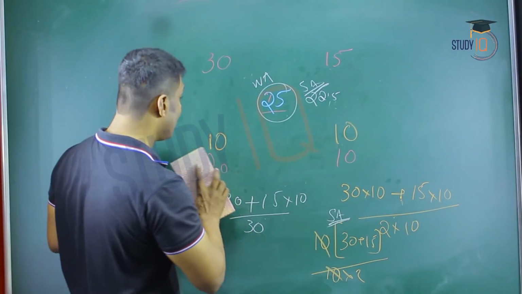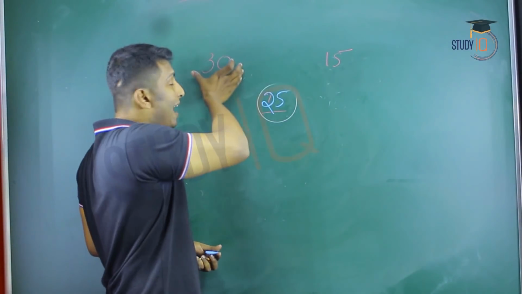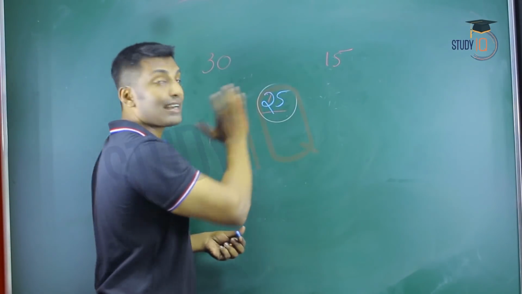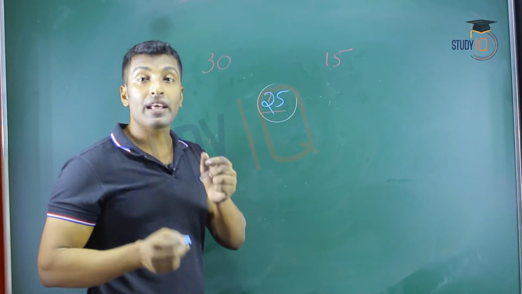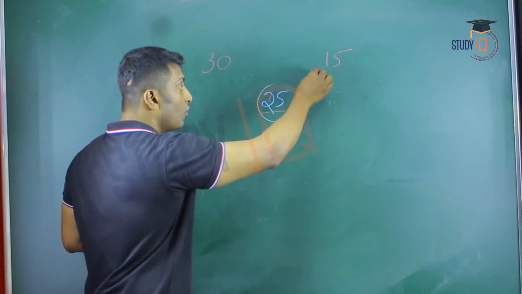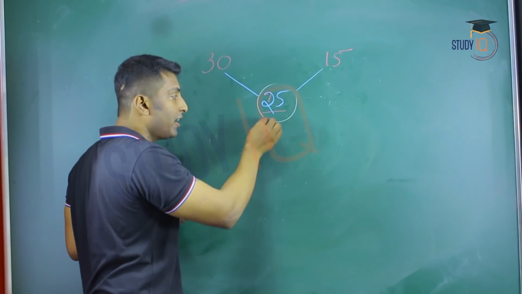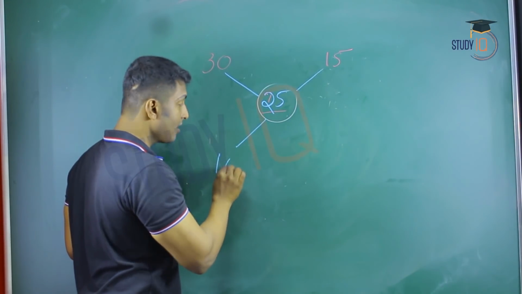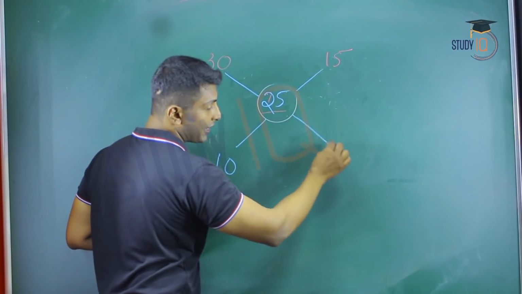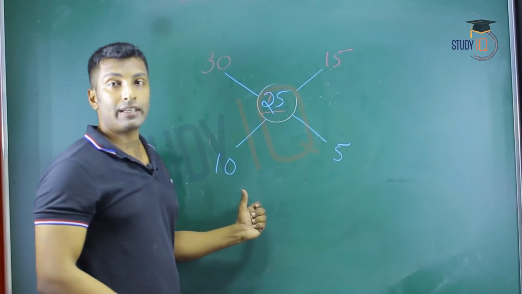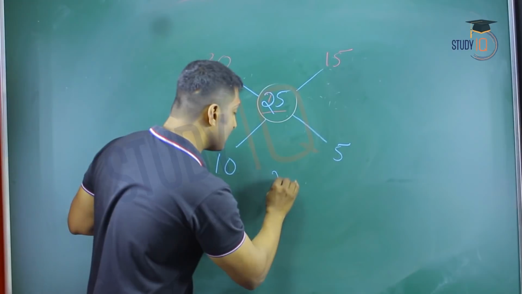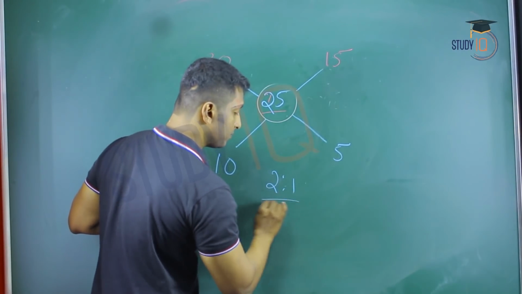The different case will be like this. They will give you the average of boys, the average of girls and the class average. And they will ask you the ratio of boys and girls, right? So what you need to do is write like this, take the difference. 15, 25 difference is what? 10. 30, 25 difference you will write here, that is 5. So 10, 5. Or you will write it as 2:1.